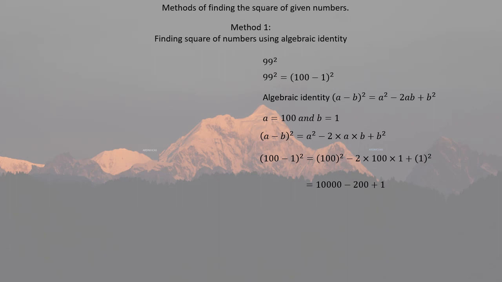100 square gives us 10,000, and 2 into 100 into 1 is 200, and 1 square is 1. Now 10,000 minus 200 is 9800, and 1 is there. Now 9800 plus 1 is 9801, that is, the square of 99 is 9801. So this is the method to find the square of a number using algebraic identity.